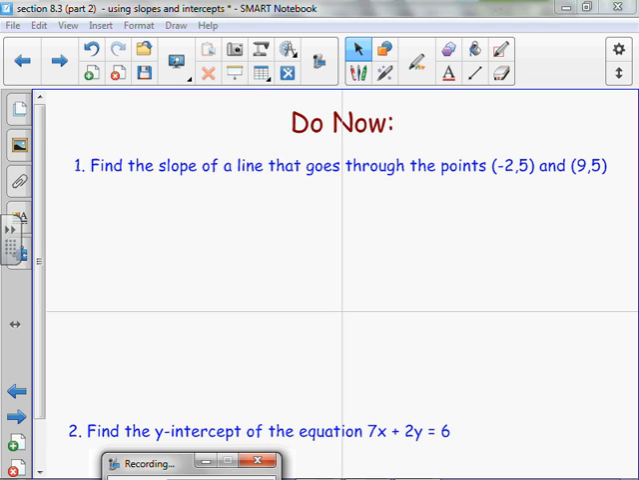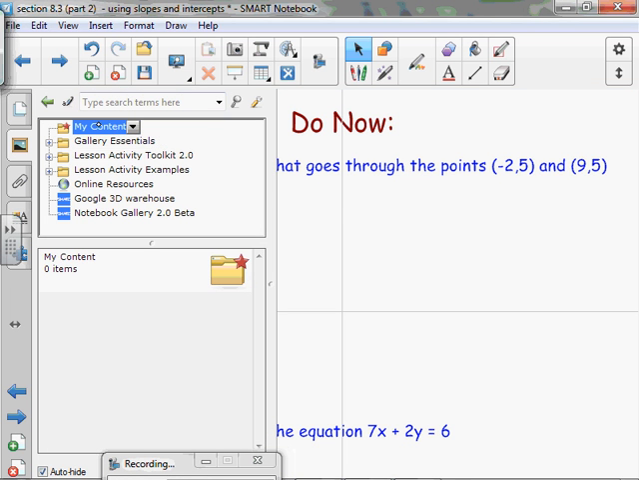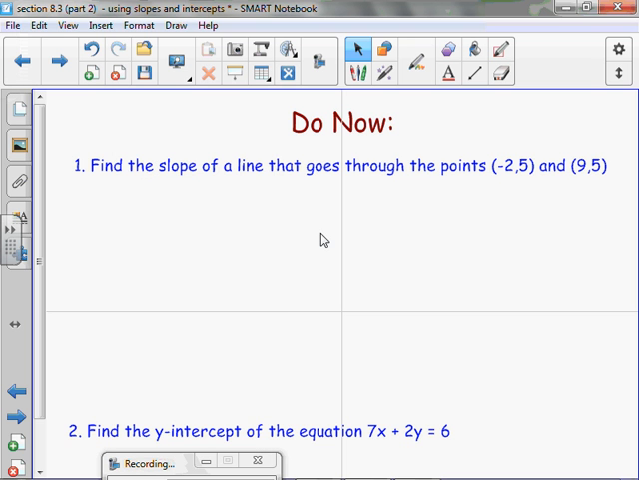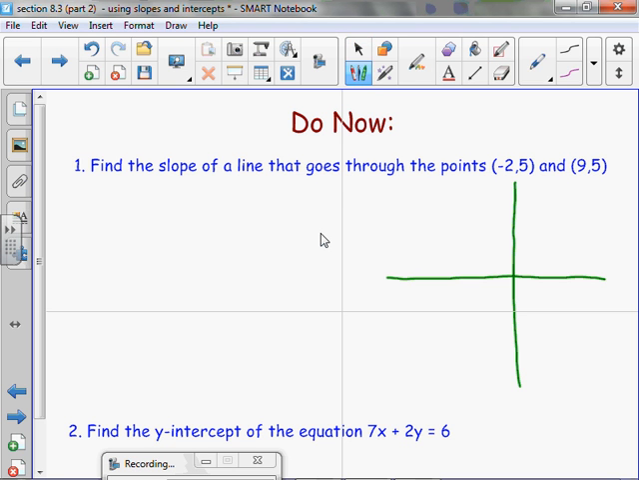The hard way is we're going to take a graph. Let us graph these 2 points, (-2, 5) and (9, 5). So we go over 2, up 5. It's going to be right about here. And (9, 5), we go over 9, up 5.